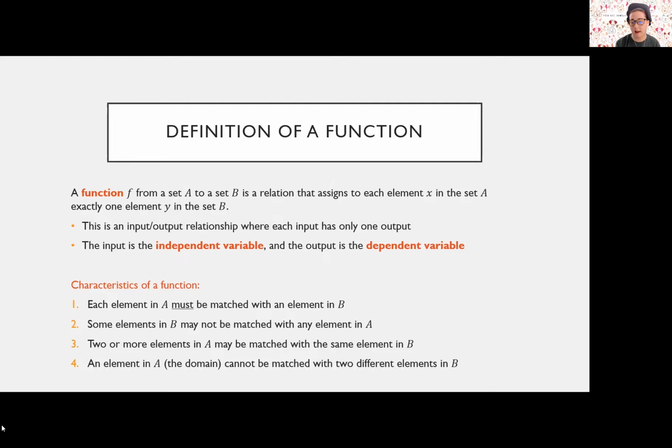Two or more elements in A may be matched with the same element in B. And I mentioned this, you could have two different x values having the same output value. That's okay. And then an element in A, and the domain, this we will talk about what domain is later, but we call this the domain, cannot be matched with two different elements in B. So your input can't have two different y values with it. So these are just a little intricacies about a function, some things that could happen and some that can't.